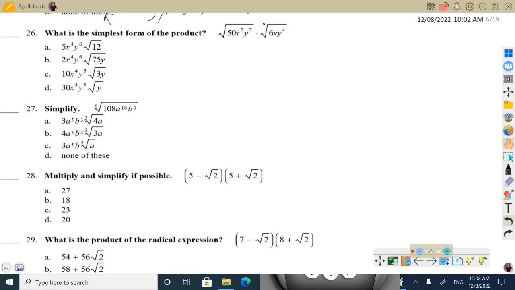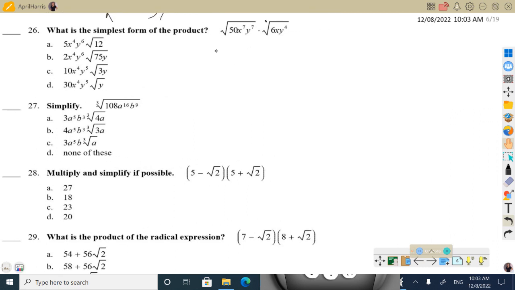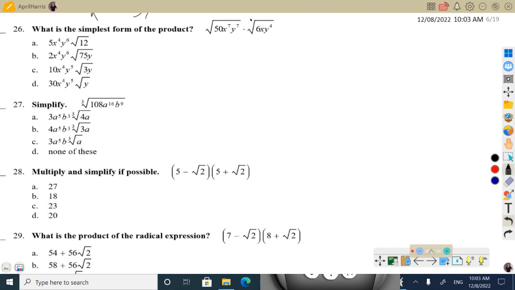26 says, what is the simplest form of the product? Product means multiply. So you got stuff under the radical, so you're multiplying. What did I forget to do? Touch marker? All right. You're going to multiply what's under the radical. So 50 times 6, what's that, like 300? Sure, I don't have a calculator, but all right.